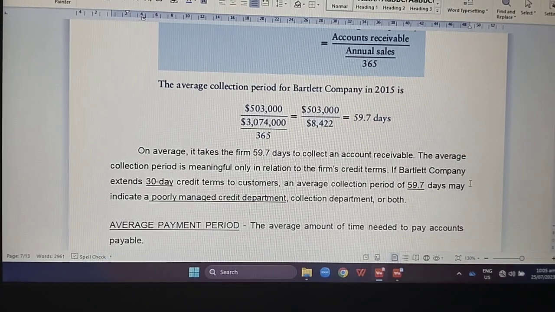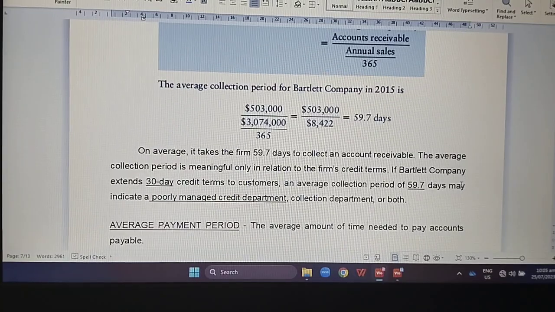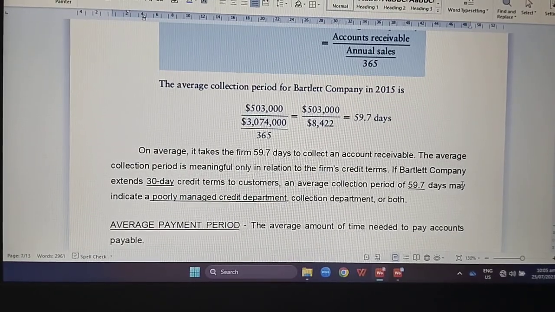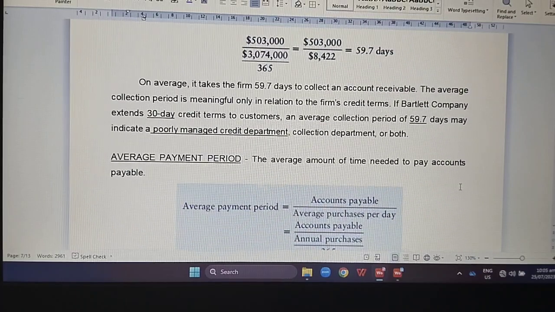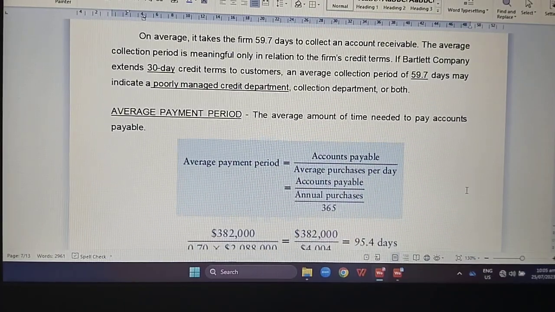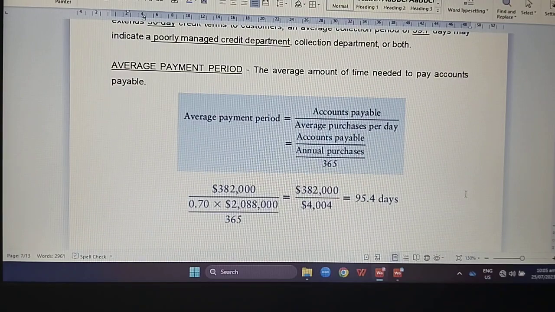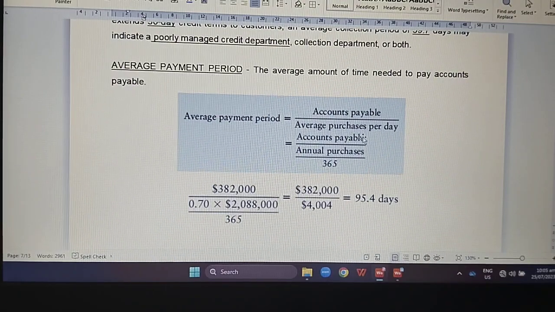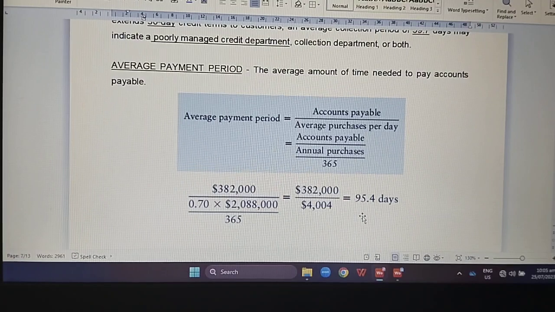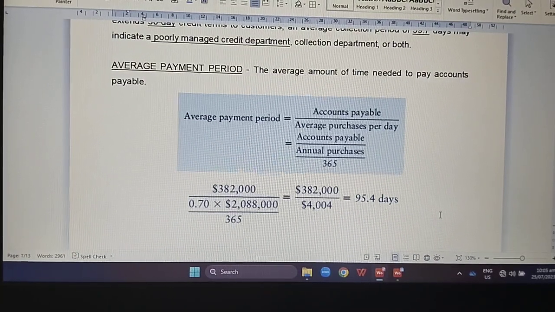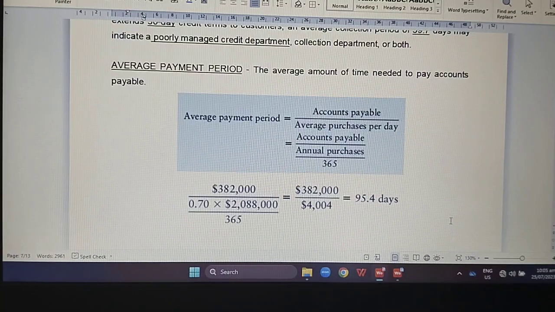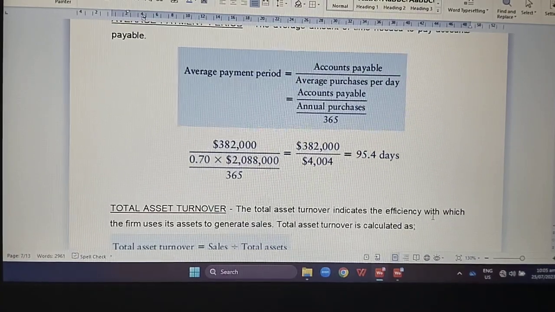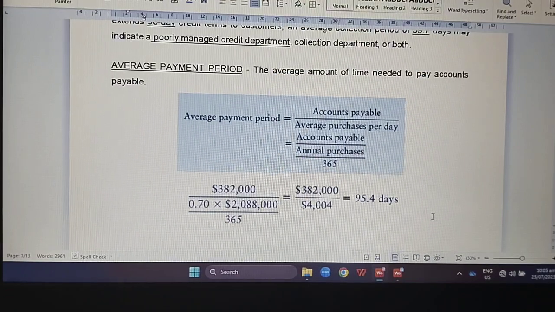Okay. Next is the average payment period. The average amount of time needed to pay accounts payable. So, yung pagbabayad naman natin. Sabi nga natin, importante na makapagbayad tayo. So, ito naman yung formula. Ayan. So, ito naman, 95.4 days. O, diba? Grabe. Grabe, guys. 95.4 days. Ibig sabihin, ang average payment period natin is 95.4 days. Ang tagal din pala natin magbayad.